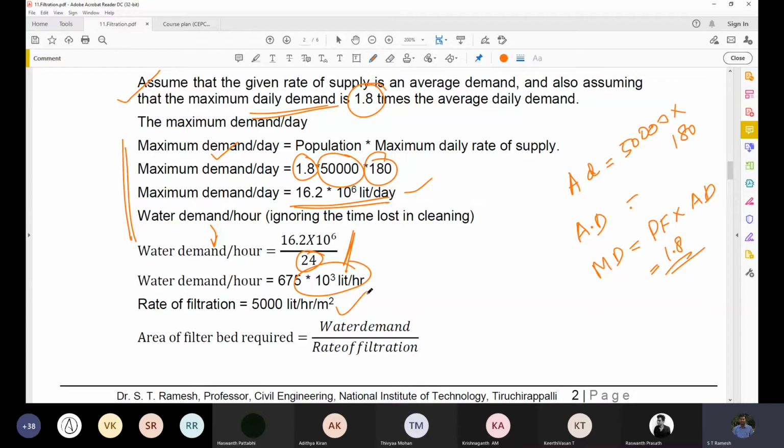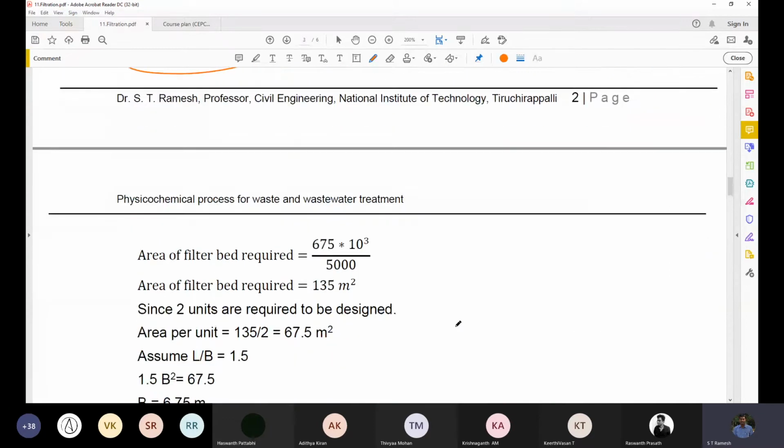Liters per hour. The rate of filtration is directly given. Then you can find the area of the filter, which is equal to water demand divided by rate of filtration. So the area of the filter is equal to 675 into 10 cube liters per hour divided by 5,000 liters per hour per meter square.